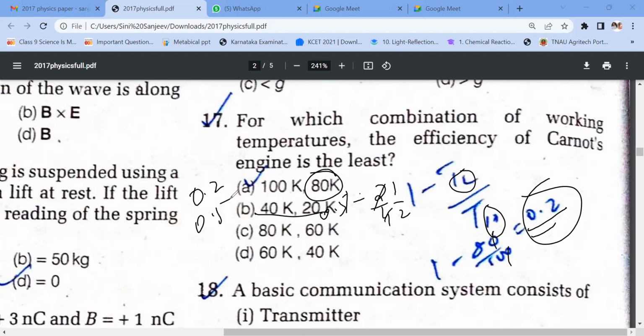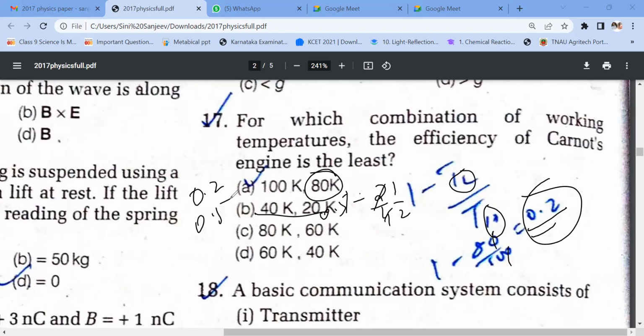1 minus T2 by T1, no, sir. Correct. Lower temperature by higher temperature. So next one will be 1 minus 80 by 60. No, no, 60 by 80. I mean, lower by higher. 60 by 80. I'll just calculate it. So 1 second, sir. So tell me for C and D what it is coming.